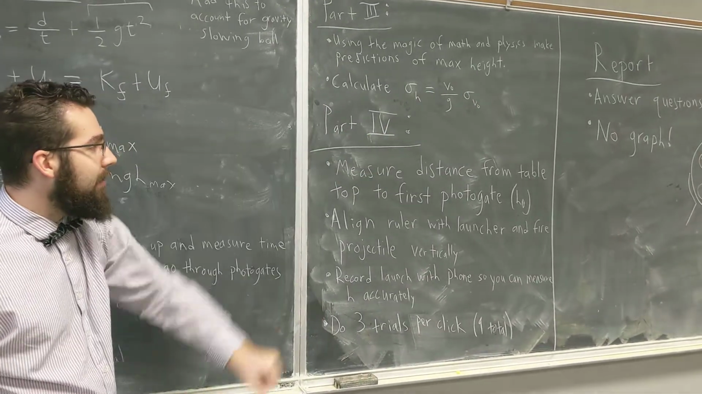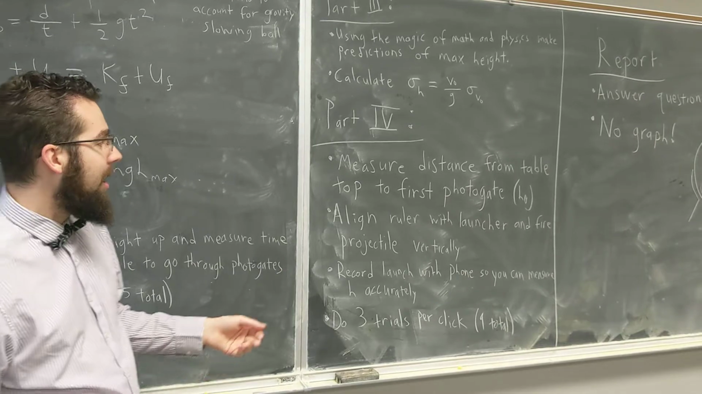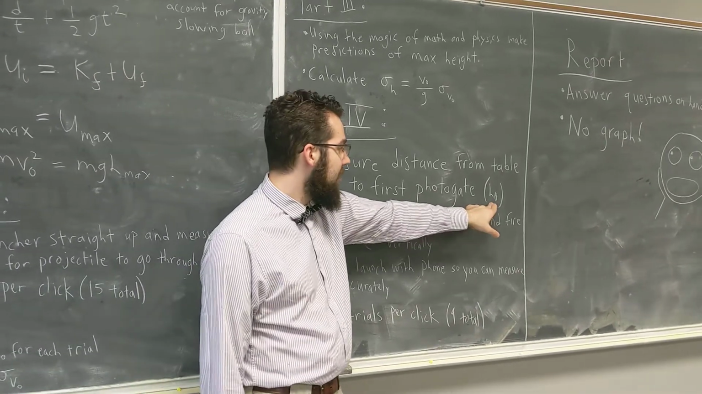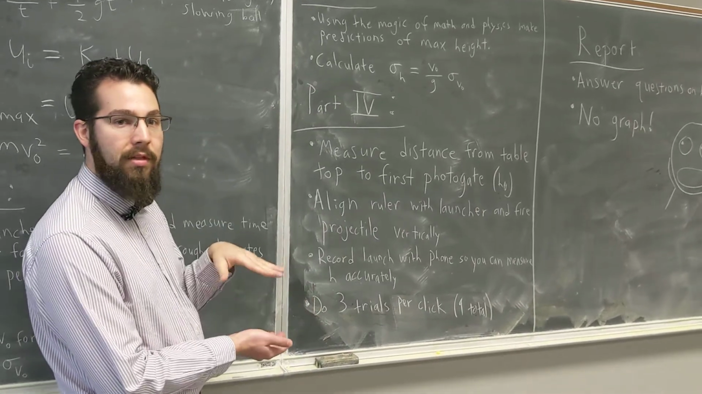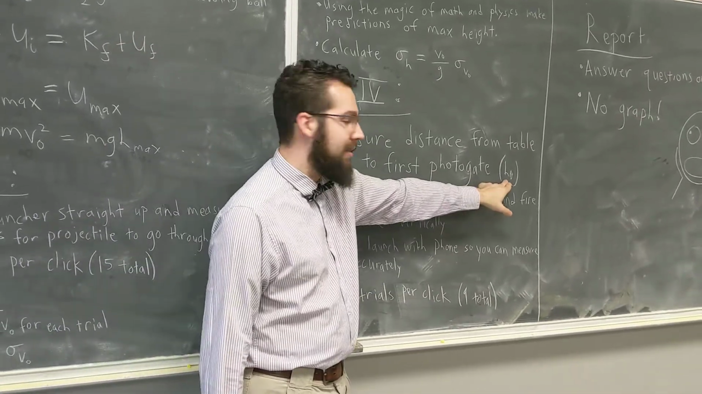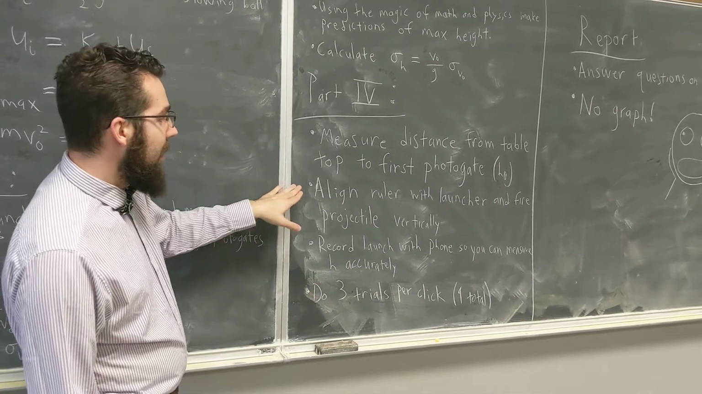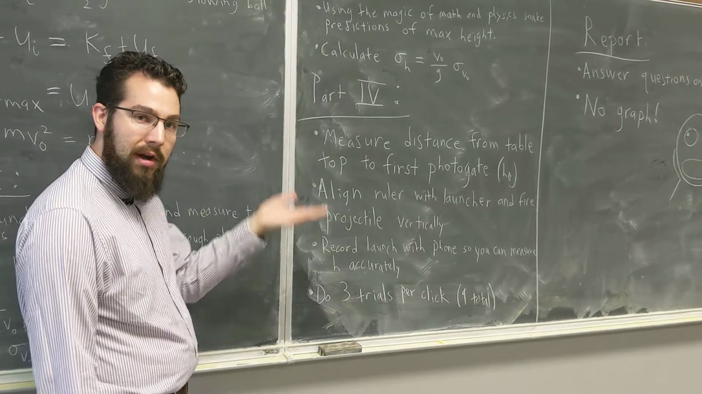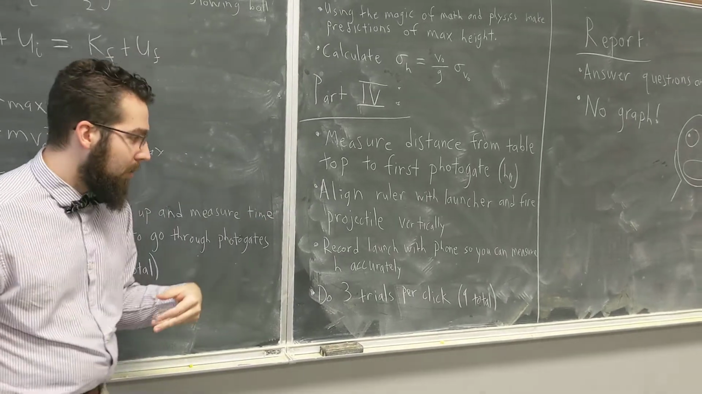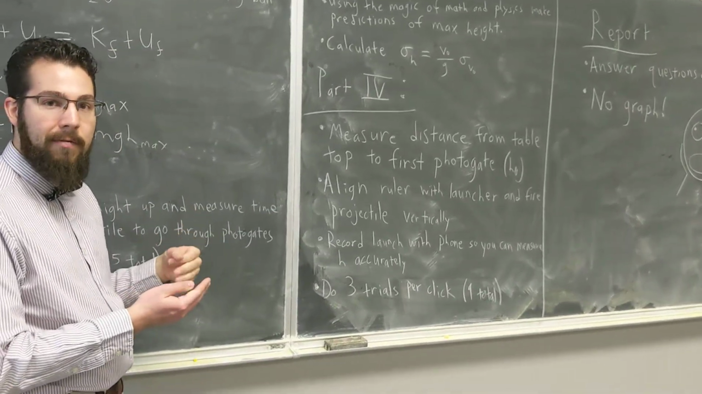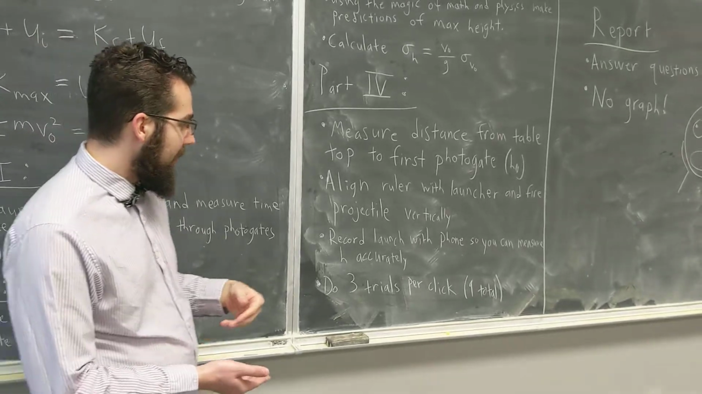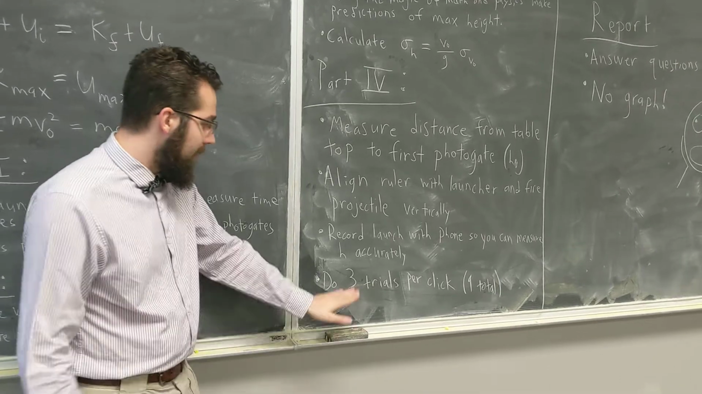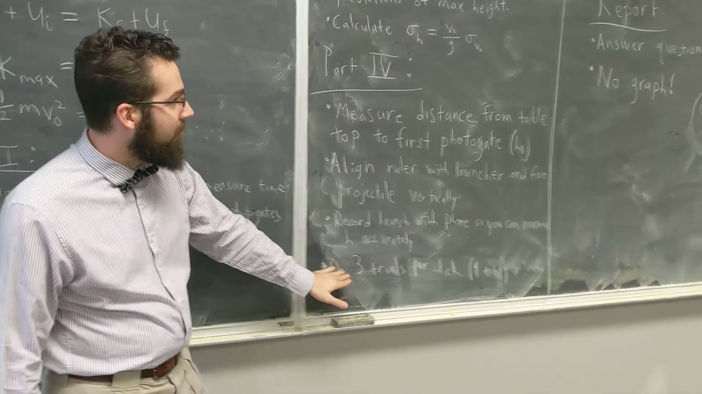Then in part 5, we'll actually measure the distance of how high the object goes from the table, and we'll measure this little height we'll call H0, which will be the distance between the table and the first photo gate. And so we'll subtract this off the value we measure. And then we will align a ruler with the launcher and fire to measure how high the projectile goes. And I'll record this on a phone and step through frame by frame to get a more accurate measure of how high the max height is than I would by using my caveman eyeballs. So I will use 3 trials per click for this for a total of 9.